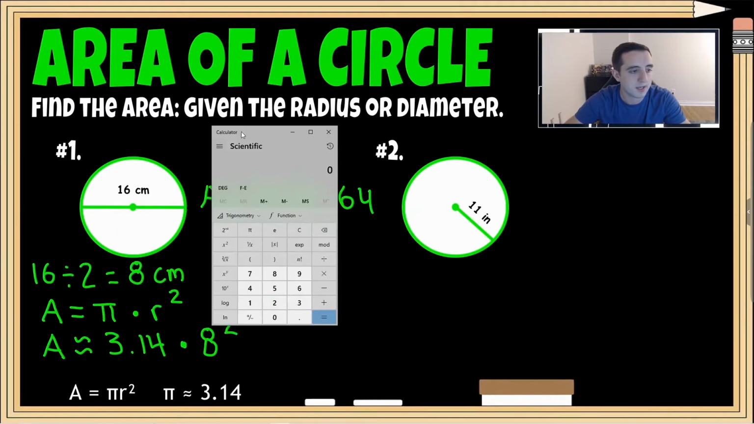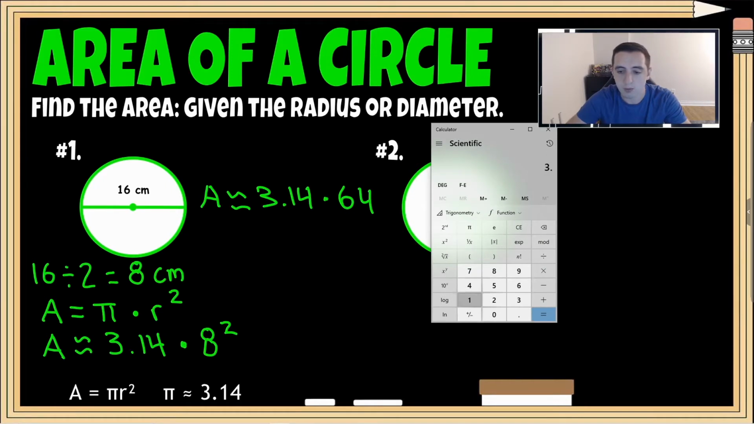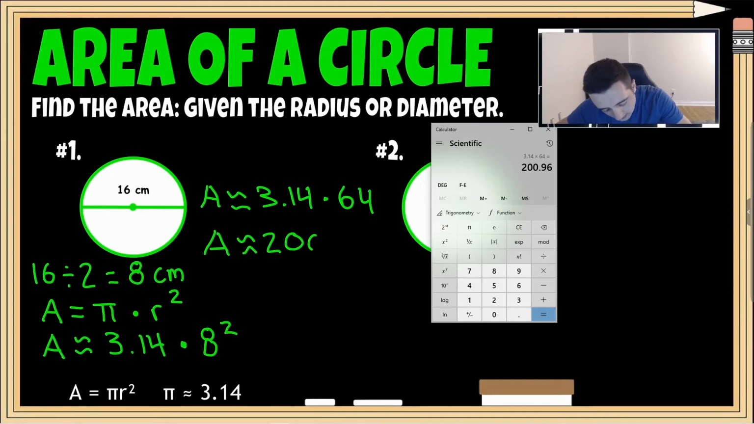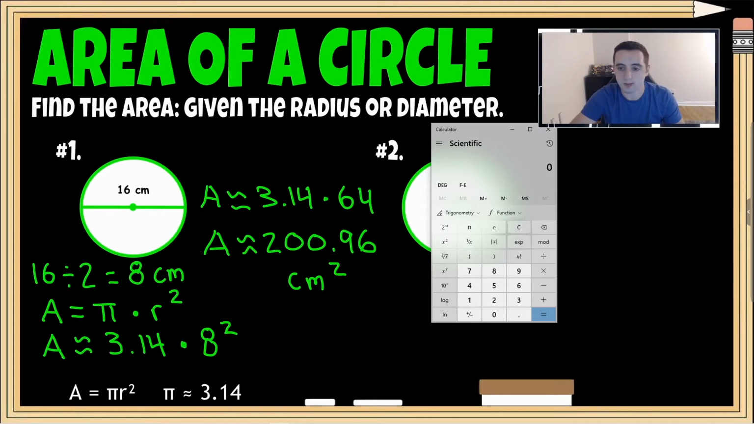So if I take out my calculator here, we have 3.14 times 64, and our area is going to be approximately 200 and 96 hundredths. So area is approximately 200 and 96 hundredths, and our unit of measurement is centimeters. And when you're dealing with area, always make sure that it's squared. So final answer, area is approximately 200.96 square centimeters, right? Let's move on to number 2.